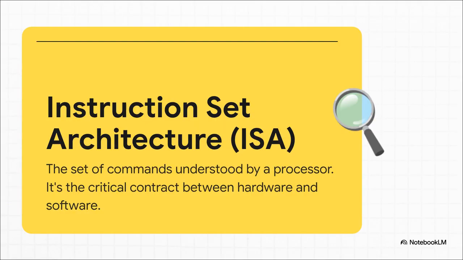Now, the thing that holds this entire stack together, the absolute critical link, is the instruction set architecture, or ISA. You should really think of it as a formal contract between the software and the hardware. It spells out exactly what commands the software is allowed to give and what the hardware promises it can do. It's probably the most important abstraction in all of computing.